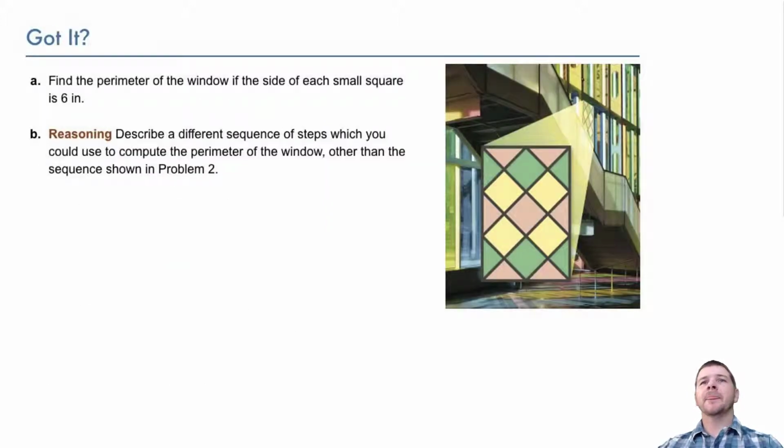Your turn. Part A. Find the perimeter of the window if the side of each small square is 6 inches. And Part B, a reasoning item. Describe a different sequence of steps which you could use to compute the perimeter of the window other than the sequence shown in Problem 2.